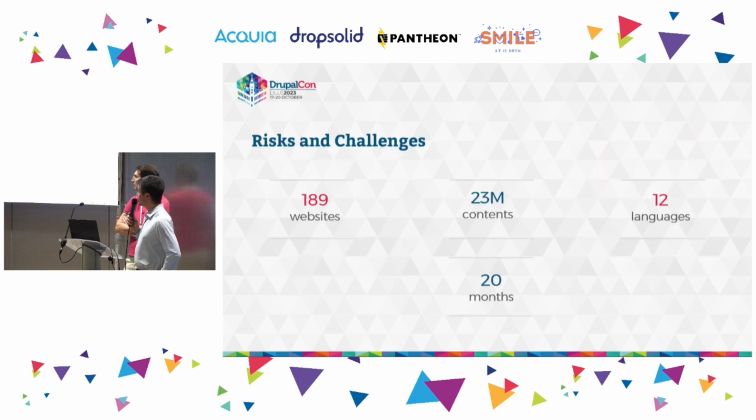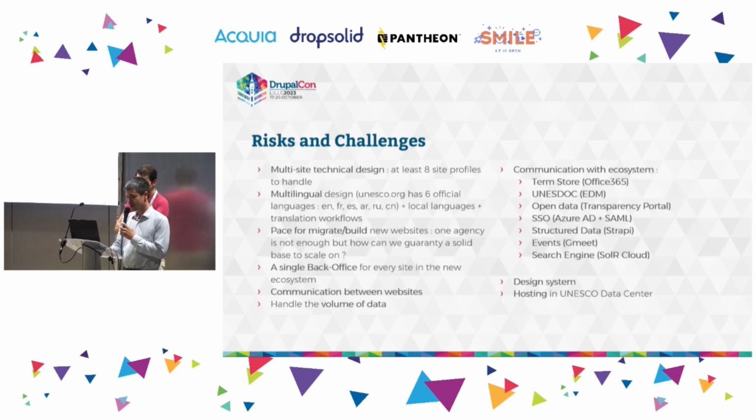So to remind you of the figures: almost 200 websites, 23 million contents. That means a lot of content to share, to publish, and to migrate. 12 languages, including some special ones, and only 20 months to do that. So the challenge was to design this multi-site technical design. We needed at least 8 site profiles to migrate every site for the UNESCO.